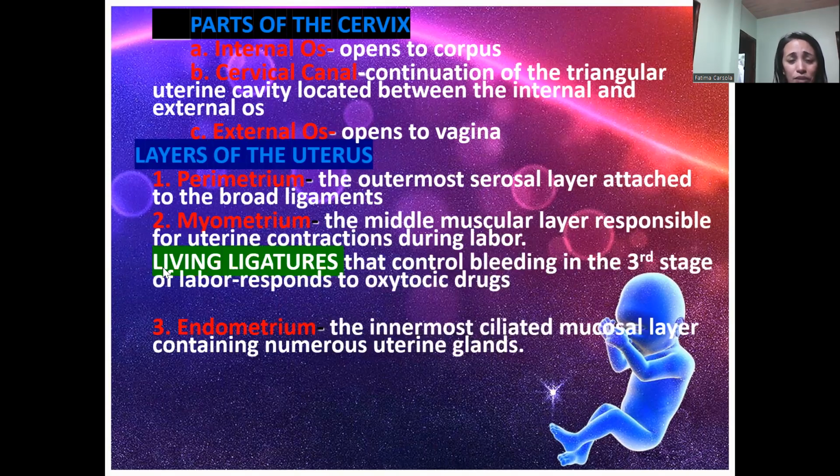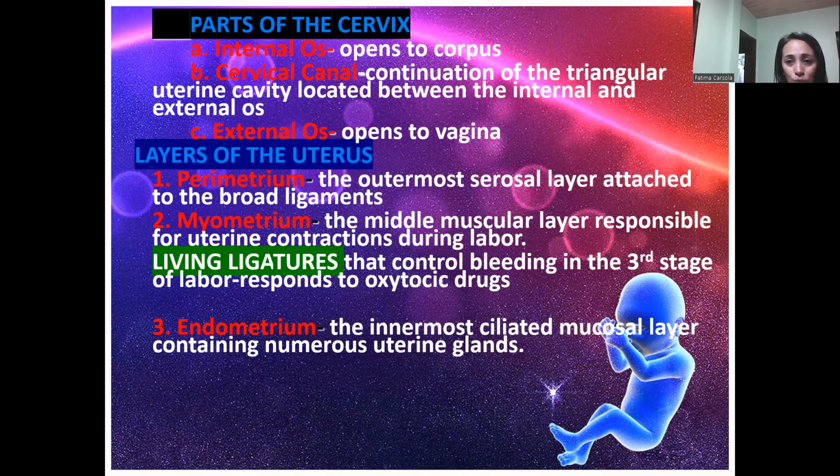What is the update for myometrium? The myometrium is now called the living ligatures that control bleeding in the third stage of labor and responds to oxytocic drugs. So whenever you give oxytocin to your patient, it is the myometrium of the uterus that responds to it and it stops the bleeding.